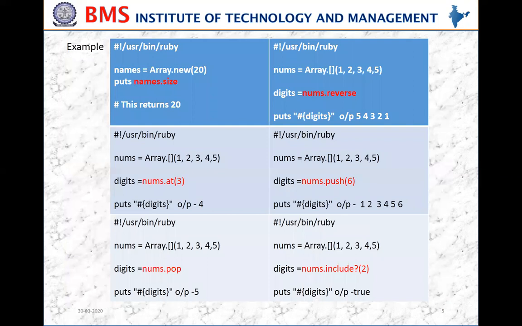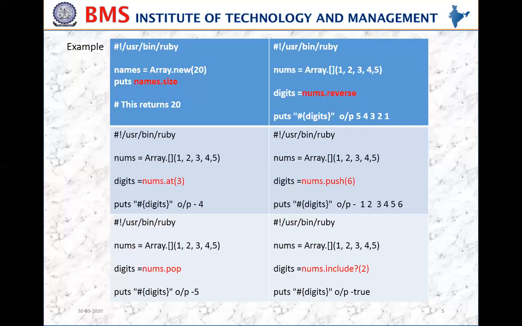So in the first example, we have size. We have an array of size 20. How do we create an array? We use Array.new and its size. There are different ways of using this. One way of creating an array is Array.new of the size of the array.